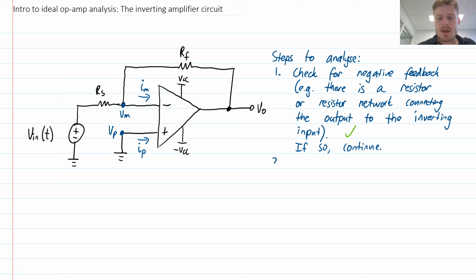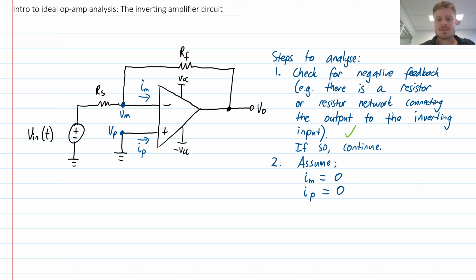All right. Then step two. If we have negative feedback, then the op-amp will ensure the following things. So we can make these assumptions. The first thing that we assume is that the current that flows into the input is 0. So IM and IP, which are the currents flowing into the minus and plus terminals, we assume that those currents are equal to 0. Now, in real life, some small current will flow, right? But we're dealing with an ideal op-amp circuit. So this makes things easier if we assume that there's 0 current.